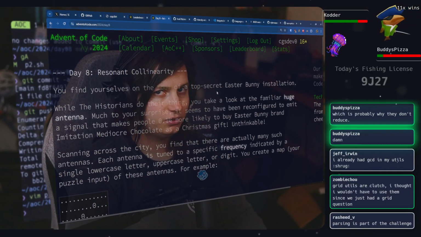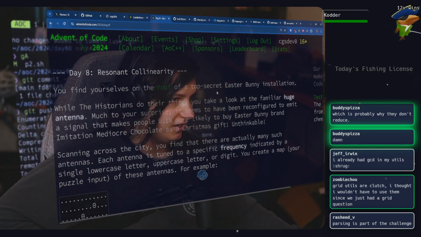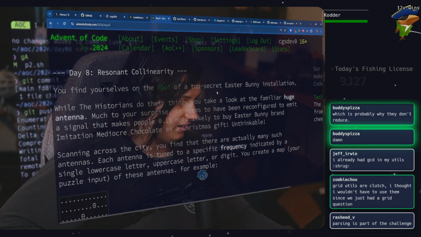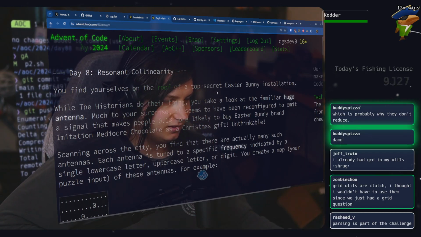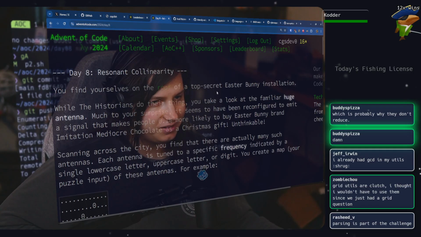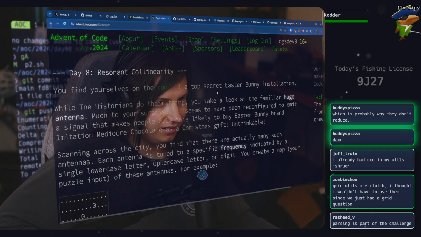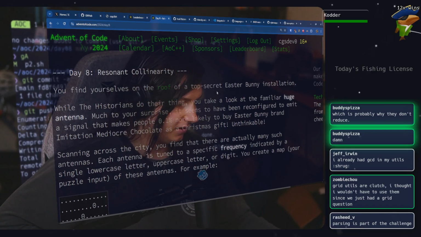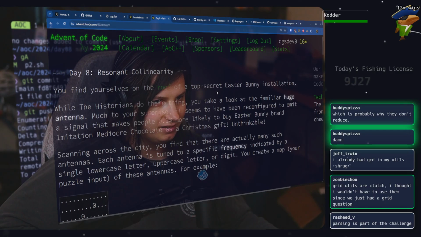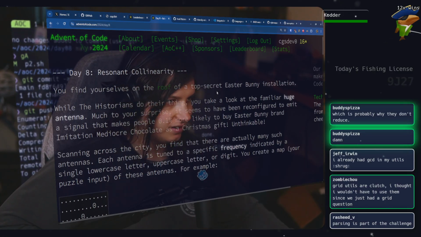Parsing is part of the challenge. Not when it's the same stuff that I've already done every time, right? Like yes, but if I was using Python, loading it into a grid would be a lot less things to type. And I need to make it so it's a lot less things to type in my language.